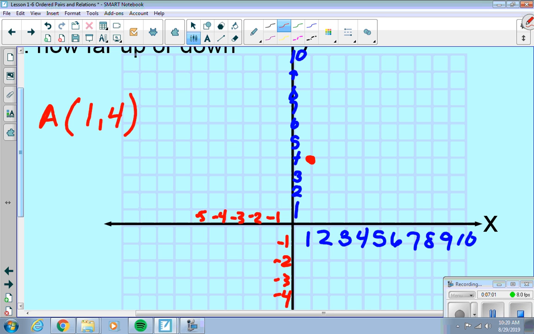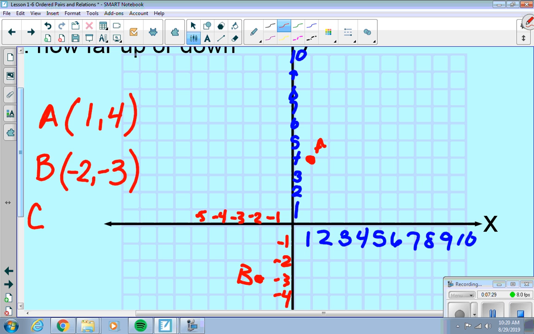So let's do another one. Let's do B, and that's A, I'm just going to label it A. Let's do (-2, -3). How would I plot this point? Aspen, over to -2, and then go down to -3. Good. That's where my B would be.